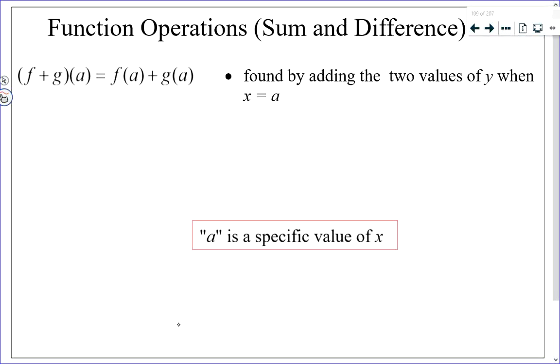G of a is the y coordinate on g when x is a. So what I'm telling you is you're adding the y coordinates. And the order doesn't matter because when you add numbers, order doesn't matter.